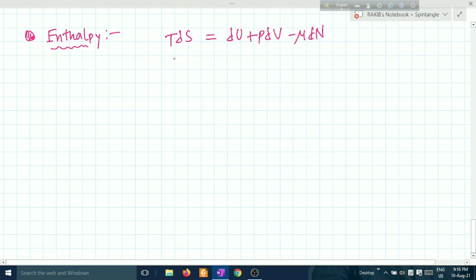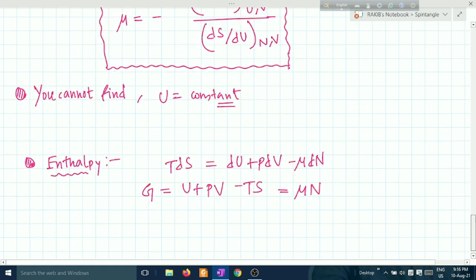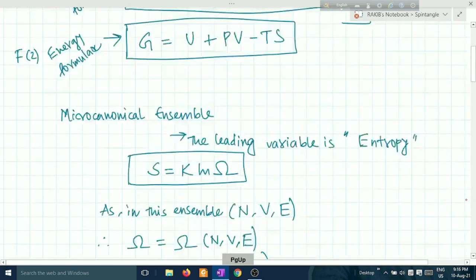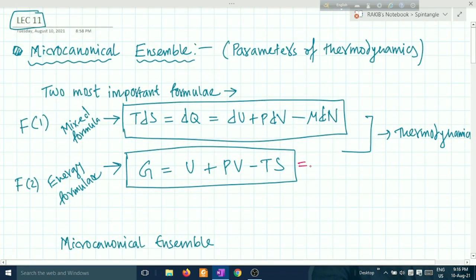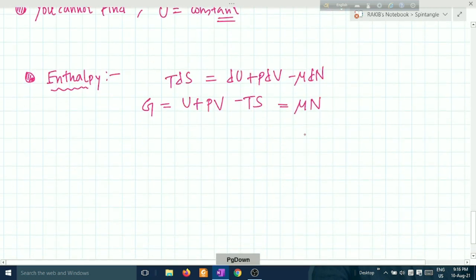You have to drag the second formula which I have given, that is G equals U plus PV minus TS. Also, please correct one thing, that G is equal to U plus PV minus TS. This also equals mu N. You have to write this at the very beginning of the formula. I have written it on this formula also. We have to correct this. Sorry, mistakenly done. I'm extremely sorry.